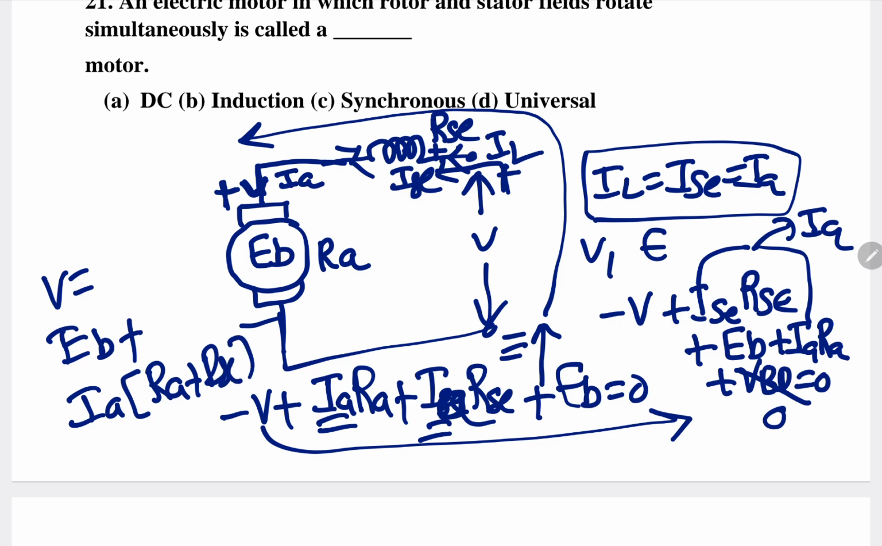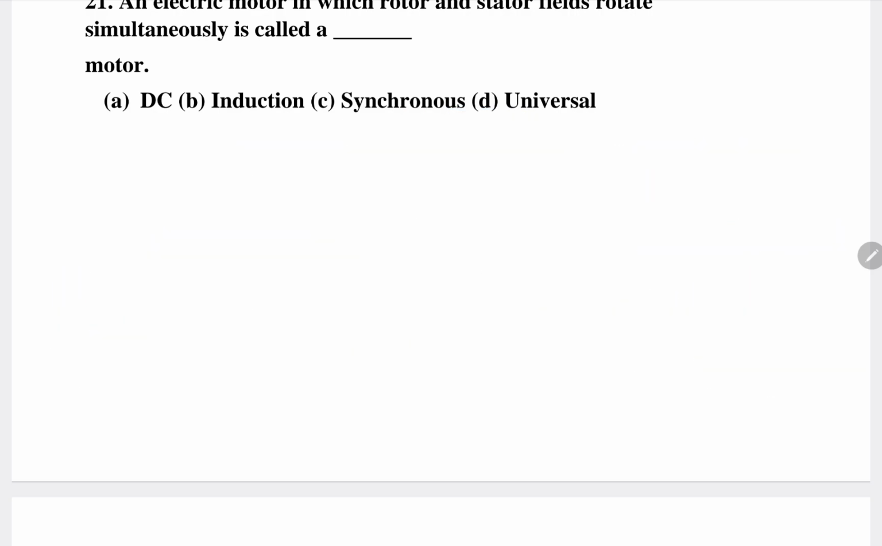In this manner we will construct the diagrams for the series motor and shunt motor. In the shunt motor it is very simple. Instead of the series field winding, the shunt field winding will come here. This is the shunt field winding, the shunt motor. Okay, so this is about the DC motors practice questions.